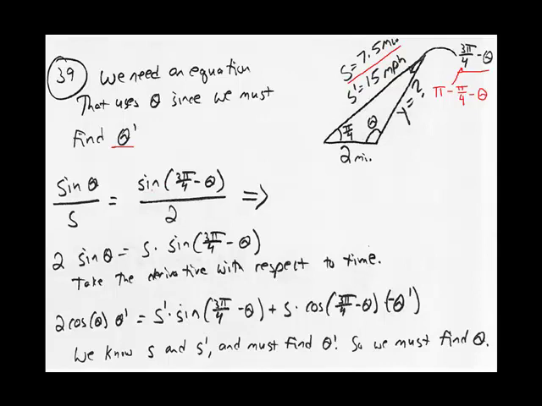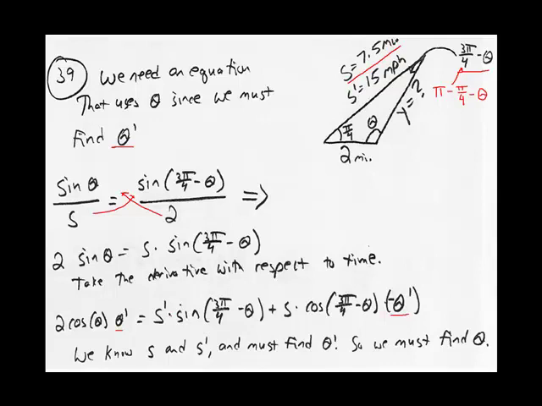So we get that sine of theta over S is equal to sine of 3 pi over 4 minus theta over 2. And then if I cross multiply, I'm going to end up with this next equation, which is 2 sine of theta equals S times the sine of 3 pi over 4 minus theta. And this is an equation which we get that has thetas in it. If I take the derivative with respect to time, I'm going to end up getting some theta primes out of it. And this is going to allow me to be able to find the answer that I want.